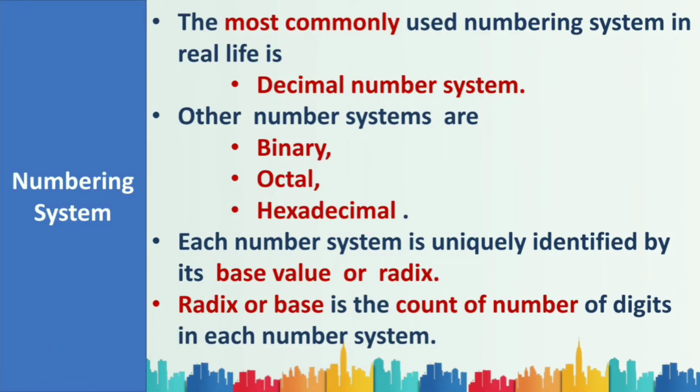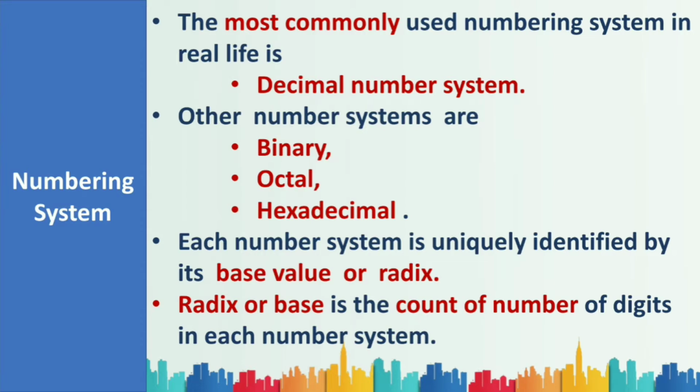First of all, let's see what is numbering system. The most commonly used numbering system in real life is the decimal number system. From lower classes, you're learning only the decimal number system. For addition, for subtraction, in mathematics, most of the numbers are from the decimal number system. Even serial number, roll number, Aadhaar number, phone number, every number comes under this decimal number system. Day to day life, we are using decimal numbers.